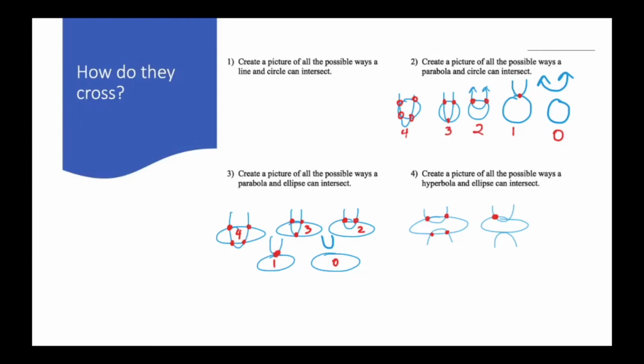Then I have a hyperbola and an ellipse, and they cross 3 times. I want you to notice that one's tangent. I have 2 times, 1 time, and none at all. The last 3 that we did here have similarities in the sense that they all can cross up to 4 times and all the way to none.